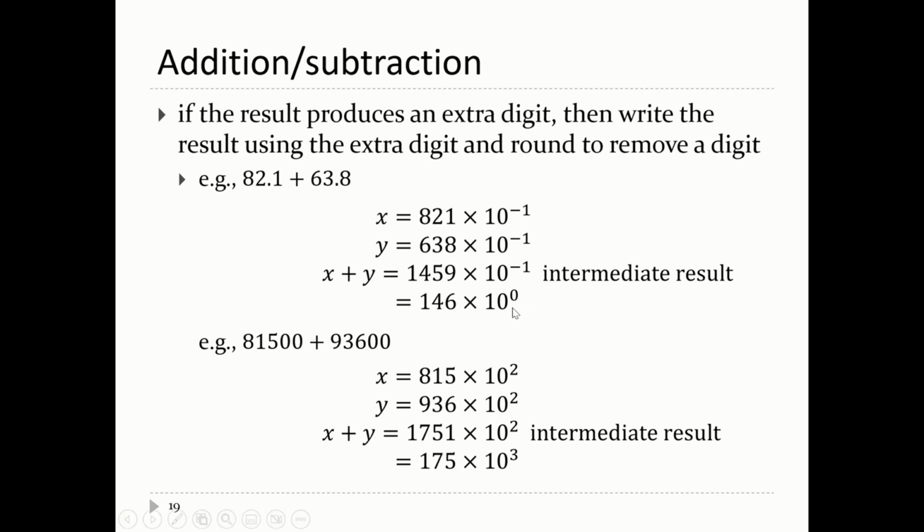And now you adjust the exponent so that you have three digits in the significand. Similarly down here, when I add those two values, it's 815 and 936. Compute their sum, 1751 times 10 to the 2. We only have a three-digit significand, so that becomes 175.1 times 10 to the 3. If I round now to the nearest integer, it's 175 times 10 to the 3. Back here, the way to think about it is this is 145.9 times 10 to the 0. Now round to get 146.